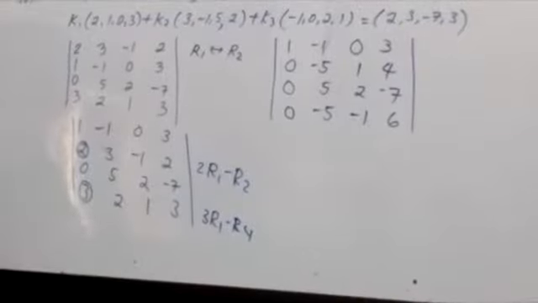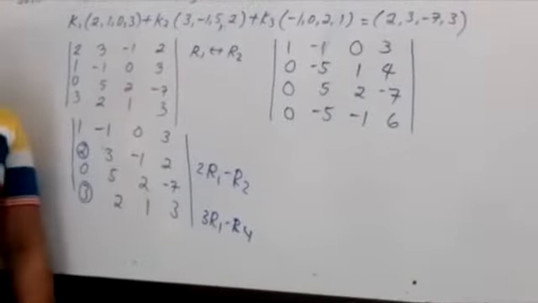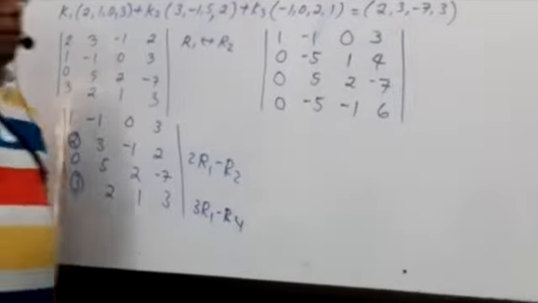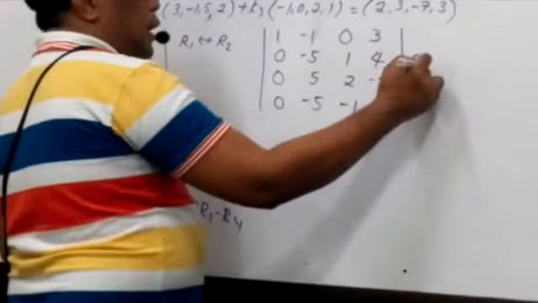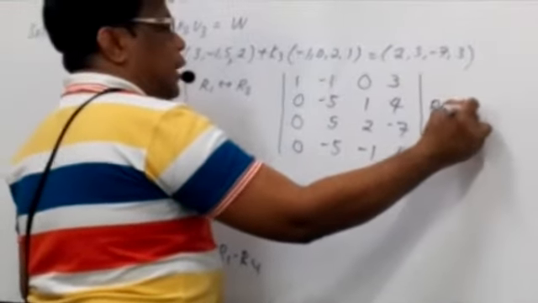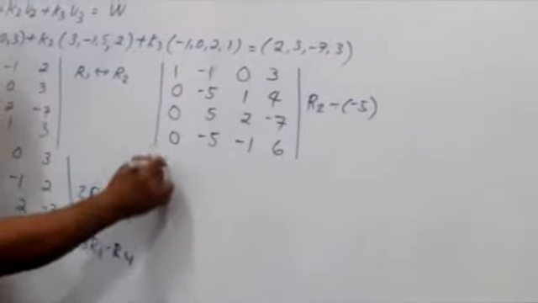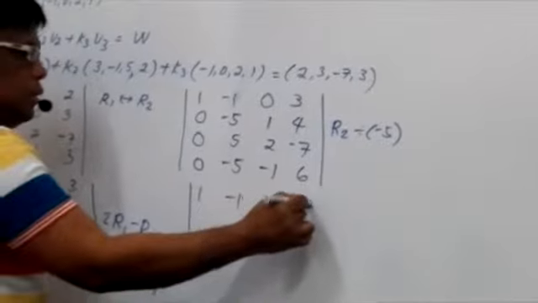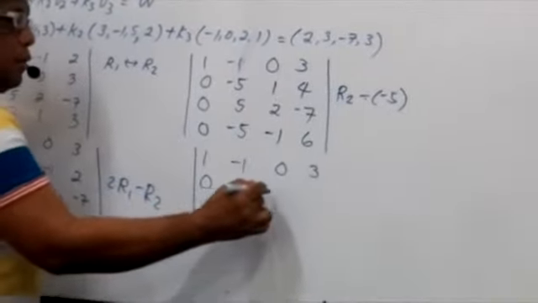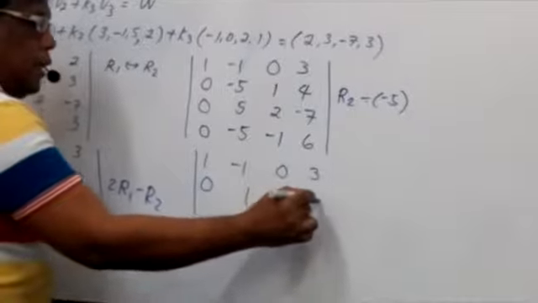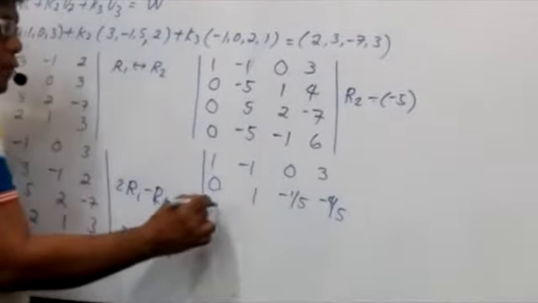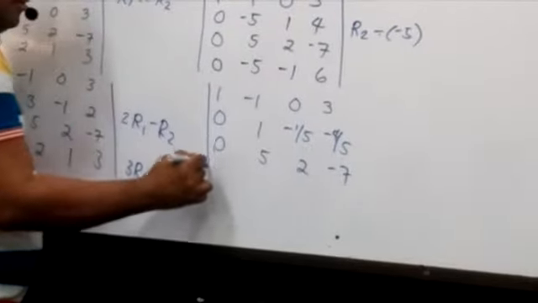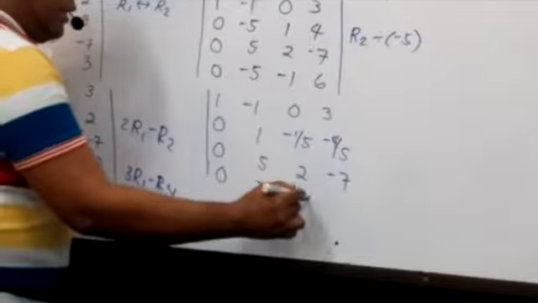Then we go now to the leading one in the second column, class. So we can now divide row 2 by -1, or multiply this by -1, right? So what is now the resulting matrix? 1, -1, 0, 3. Then we have 0, 1, -1 fifth, -4 fifths. Then we have 0, 5, 2, -7. Then 0, -5, -1, and 6.